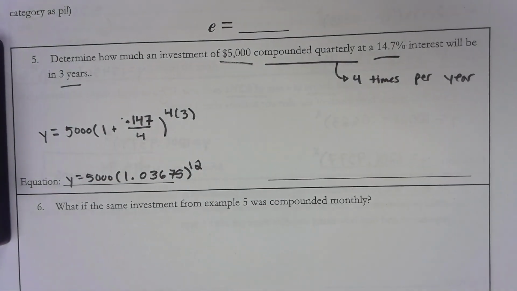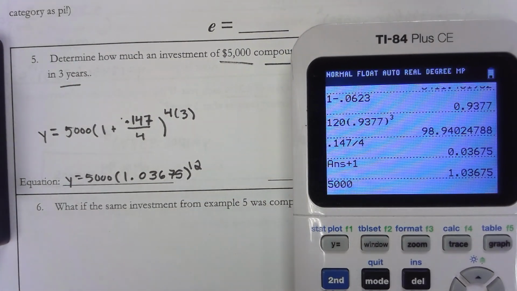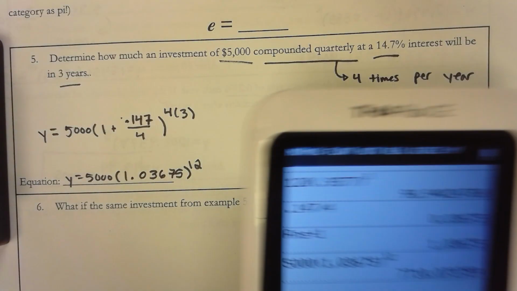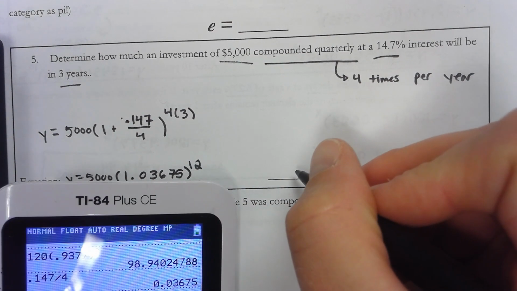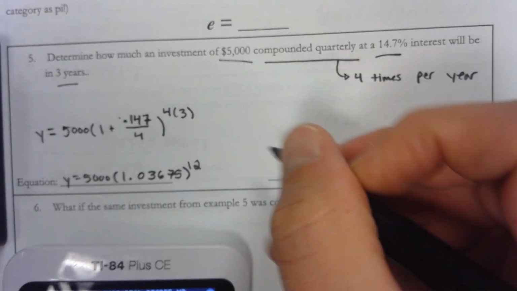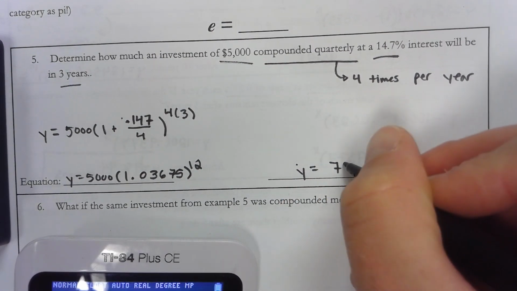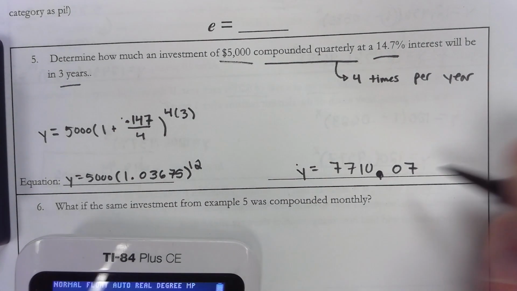So now we don't have a ton of things that we're having to plug into the calculator here. So 5,000 times 1.03675 to the power of 12 means that in 3 years, this account that started with 5,000, that should be X, is 7,710, and then with money, it makes the most sense to round to the nearest cent.